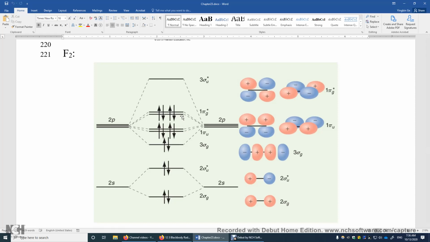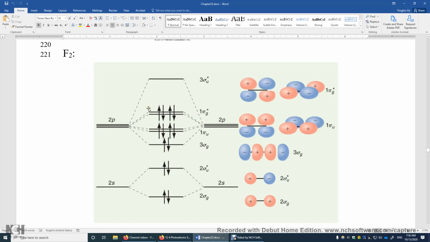Now let's look at the bond order. These 2 and these 2 cancel. Now let's look at this picture. We have 6 bonding electrons. You can see these 3 MOs have lower energy than the atomic orbitals. Therefore, they are bonding orbitals. 6 bonding electrons occupy these 3 bonding MOs. And we have 4 antibonding electrons. The bond order is 6 minus 4. You get 2. And then divided by 2, you get 1. So the bond order in fluorine is simply 1.